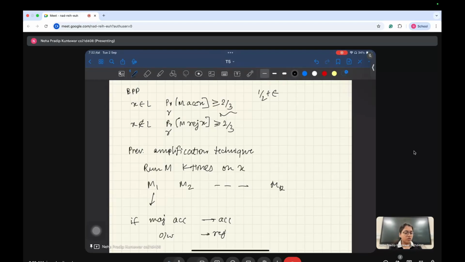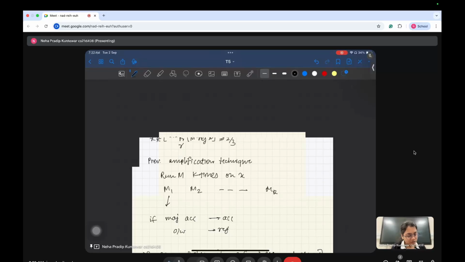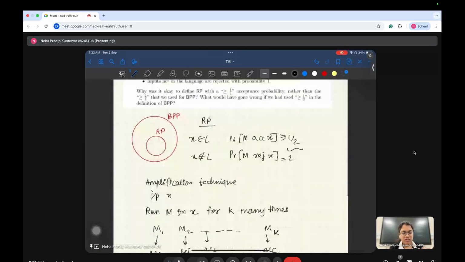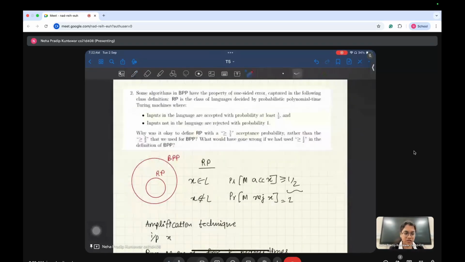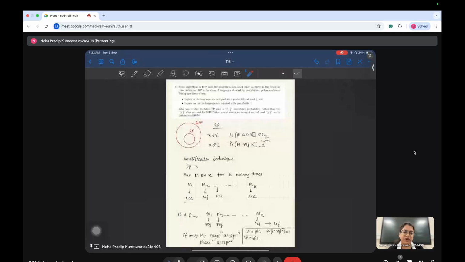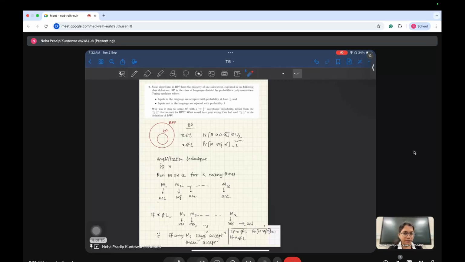Okay. So to conclude, what we really did is try to understand the definitions of these classes. RP was defined with a half probability, and likewise co-RP, whereas BPP was defined with error of 1/3. So we saw why that is so, why we make that choice, and why half doesn't work for BPP.